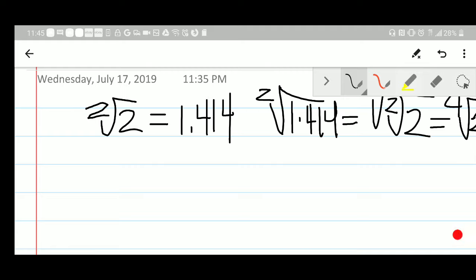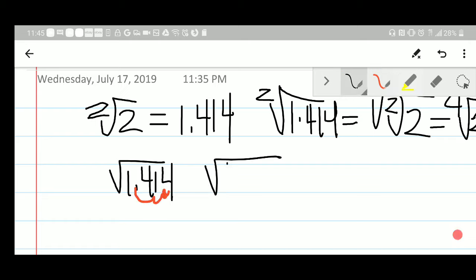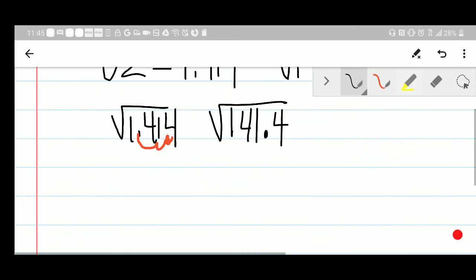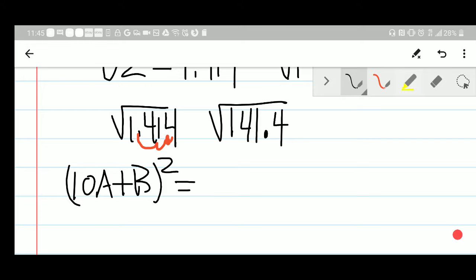So what we do, you just double up on your square root. So we go square root of 1.414. We have to make it at least 100 for this method, so we change it to square root of 1.41.4. And we have to remember to move the decimal at least one place in the end. So we have (10a + b) squared equals 141.4.